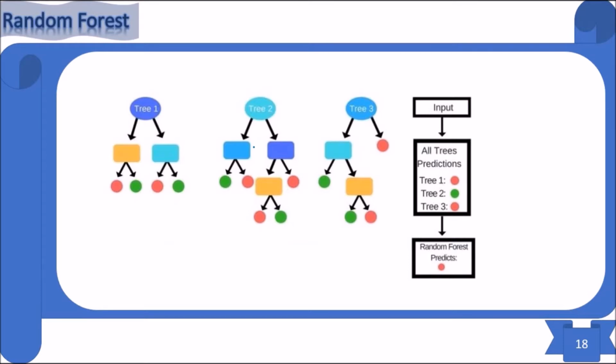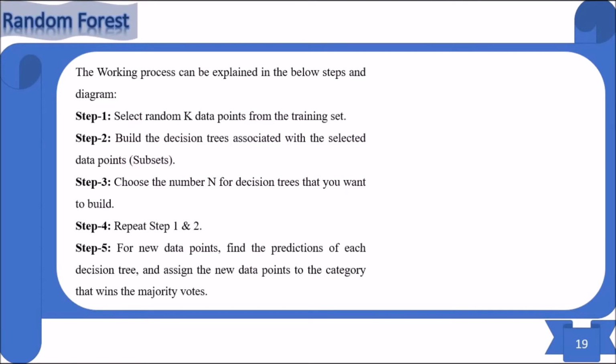So let's quickly look at one example of random forest. How does this random forest work? Random forest works in two phases. First is to create the random forest by combining n decision trees, and the second one is to make the prediction for each tree created in the first phase. The working process can be explained by these steps.